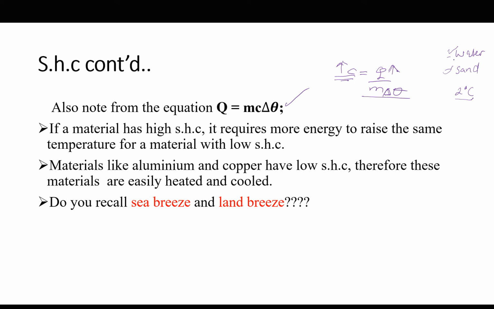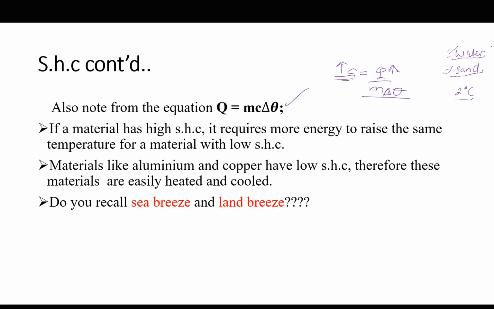It means it will not be easy to raise the temperature of water by 2 degrees Celsius. It will require more energy. But it will require less energy to raise the temperature of sand by 2 degrees Celsius. So sand, whose temperature can easily be raised, has a lower specific heat capacity. Water, whose temperature cannot easily be raised, requires more energy, and therefore has a higher specific heat capacity.